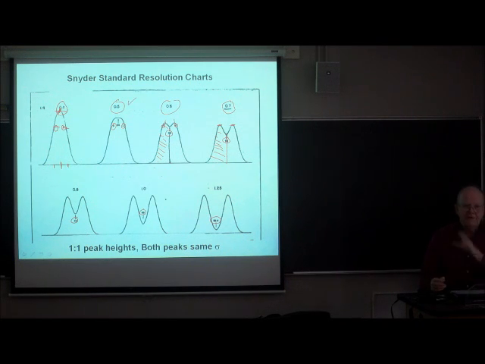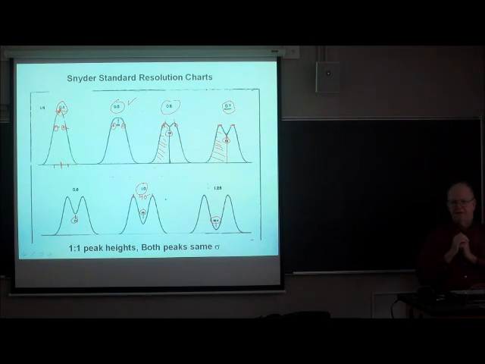So 0.5 is one of the magic points. You must have more than that resolution to get two peaks that are the same height to produce a discernible valley. That's number one magic point. The other is resolution of 1. And resolution of 1 is where the two peak maxima are separated by 4 sigma.